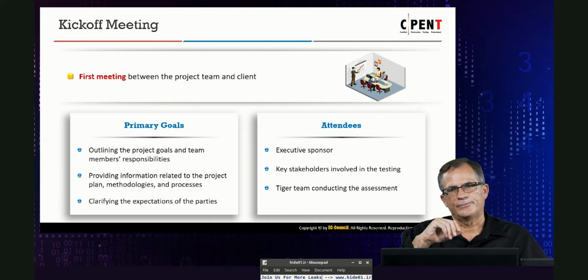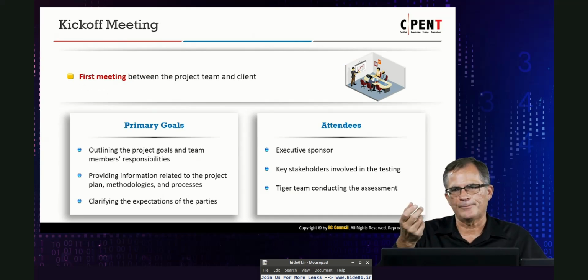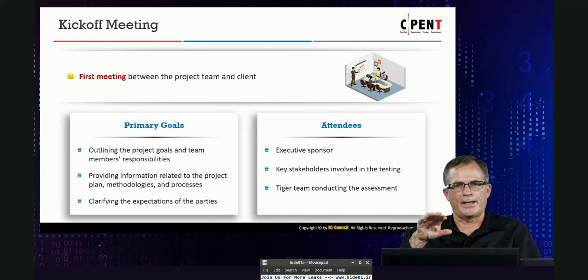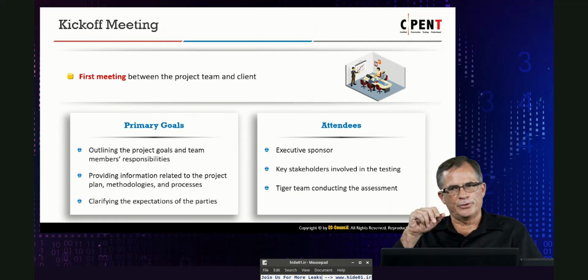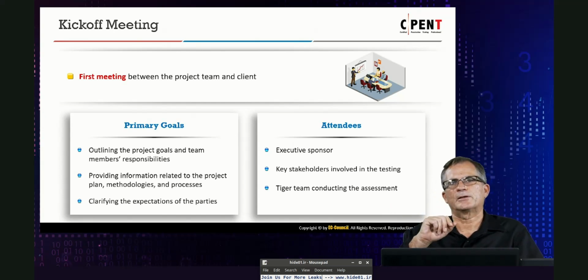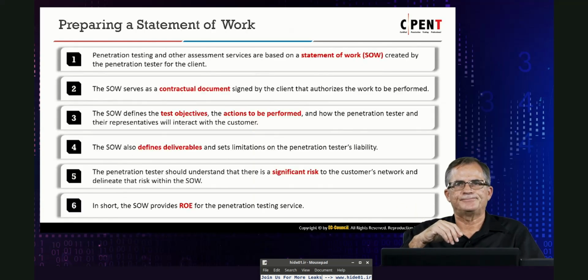And then you have the kickoff meeting. This is the first meeting between the project team and the client. And what do you do? You tell them, this is what we understand, here's our goals, and here are the team members going to be doing that, and information related to the plan, methodologies, and processes. And we clarify expectations. Make sure that you clarify expectations. They have to understand what you can do, what you can't do, and how you're going to do it, right? The executive sponsor, of course, the key stakeholders, and anybody who's conducting the assessment.